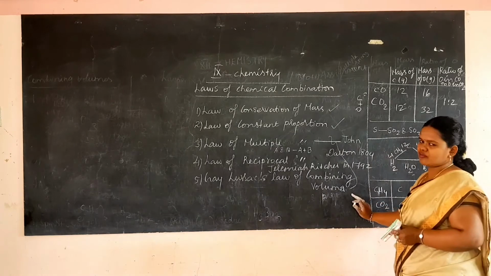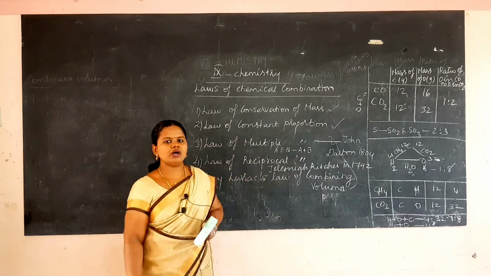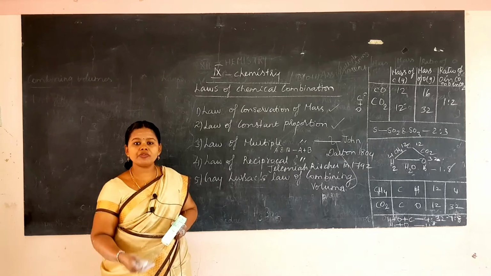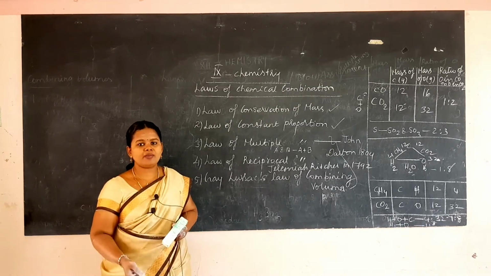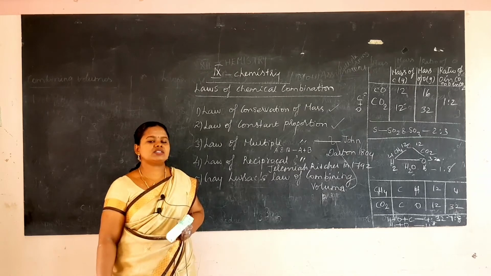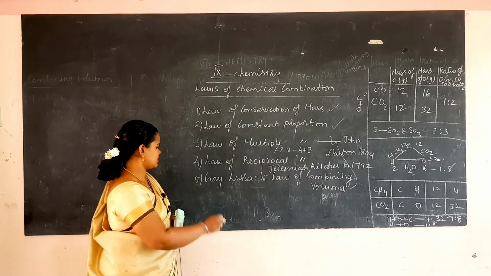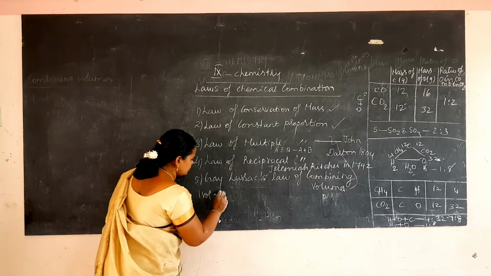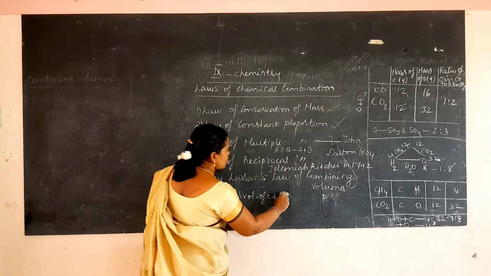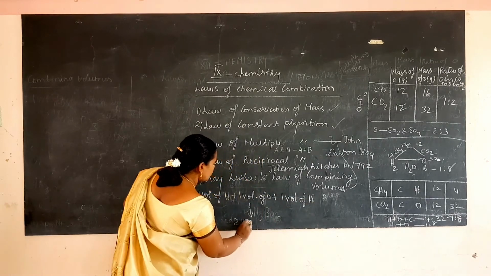Then Gay-Lussac's law of combining volumes, or Gay-Lussac's law of gaseous volumes. When gases combine together, the volumes of the reactants and products will be in a simple numerical ratio when measured under similar conditions, or standard conditions of temperature and pressure. For example, 2 volumes of hydrogen plus 1 volume of oxygen gives 2 volumes of H2O.